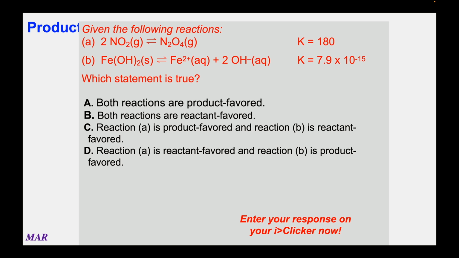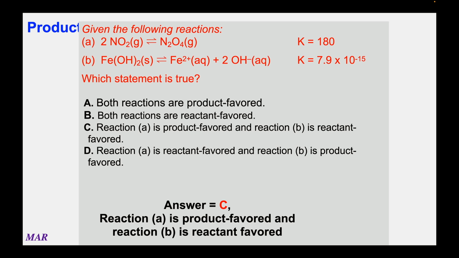We have the first one product favored and the second one reactant favored. So A is out because both reactions are not product favored. B is out because both reactions are not reactant favored. K for the first one is greater than 1, so it's product favored, but the second one is reactant favored. Then it says C, reaction A is product favored and reaction B is reactant favored. That sounds good to me. That's like saying K of the first one is greater than 1 and K of the second one is less than 1. That's what we see. Answer C is the correct answer.